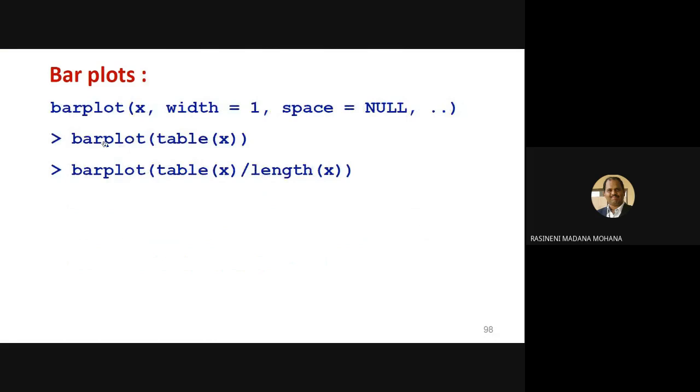Suppose you want to display the bar plot for absolute frequency. The command is barplot within function brackets. The absolute frequency command is table of x. Similarly, for relative frequency, barplot of table of x by length of x. So like that, for absolute and relative frequencies, we can represent bar plots.